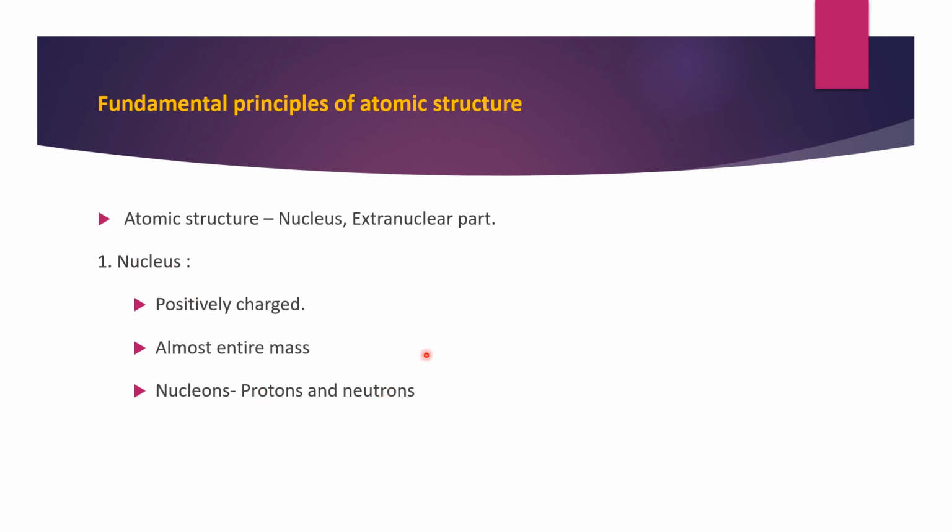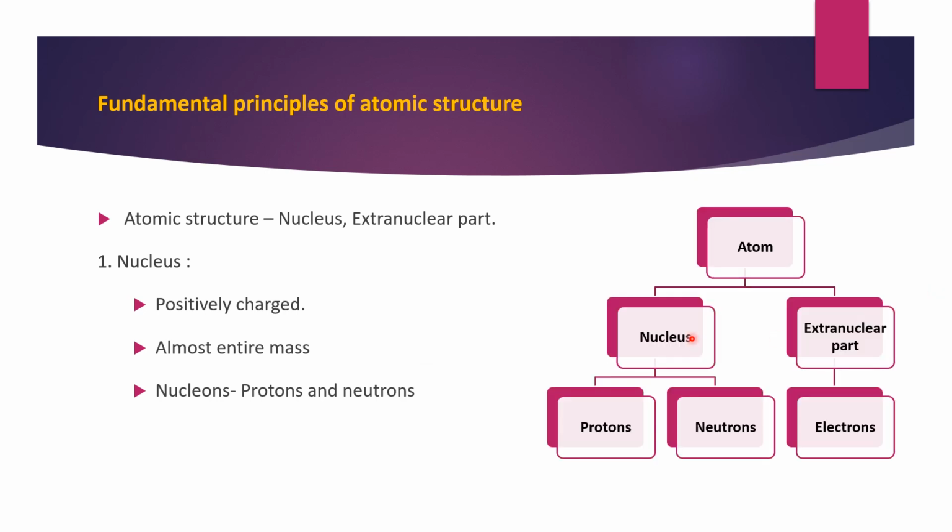Protons and neutrons. For your sake of understanding, I have created here one tree diagram. You can see here this atom, right, at the top. The atom is divided into two parts here, nucleus and extranuclear part. In the nucleus, as I have said, two parts are there, protons and neutrons. And as you know already, in the extranuclear part, there are electrons, right? Electrons revolve around the nucleus. So in short, you can say that the atom consists of three subatomic particles: protons, neutrons and electrons, right?